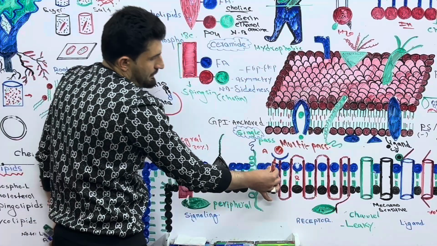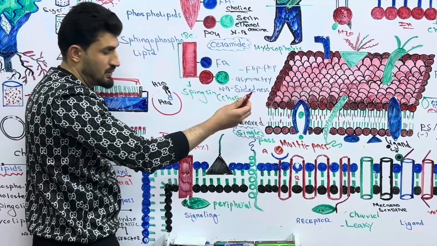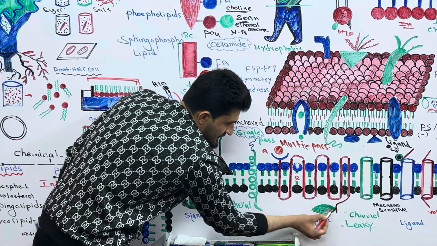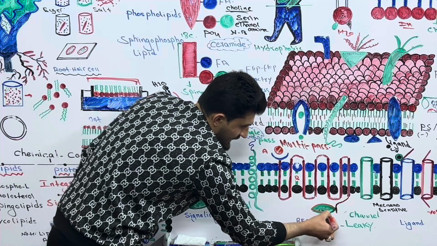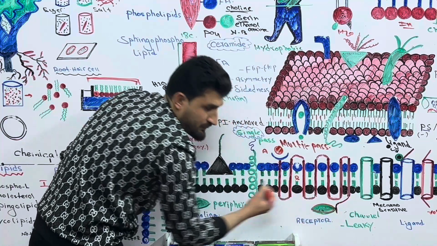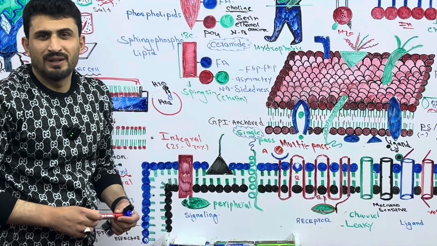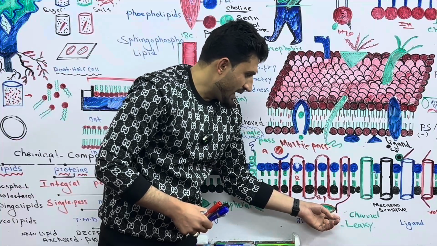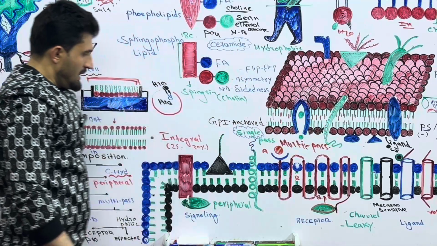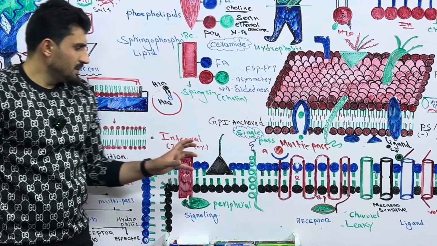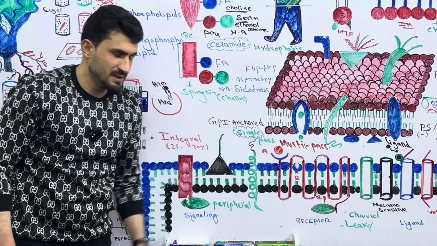For example, this seven pass receptor or serpentine receptor, that we'll talk about in future lectures. Okay, this effector domain of the 7 pass receptor binds in the inside of the cell to a peripheral protein which is called G protein. Okay, so it causes production of different effects inside of a cell. Now let me explain different types of integral proteins and their different functions.